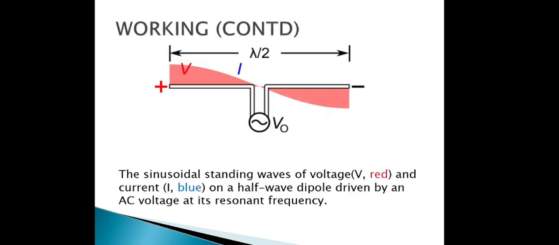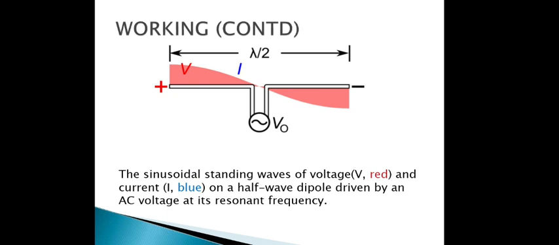Now, this is the lambda by 2 antenna, with the plus and minus. Here the maximum is at the center of the half-wave dipole antenna. Here the sinusoidal standing waves of voltage V are indicated by red, and the current is indicated by blue. So this is a half-wave dipole driven by an AC voltage at a resonant frequency.